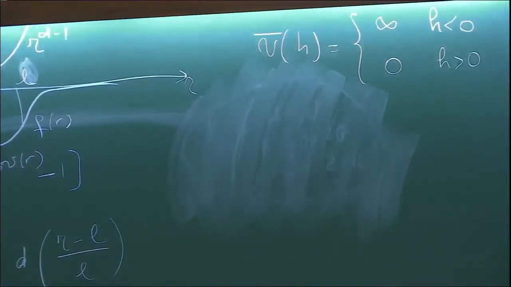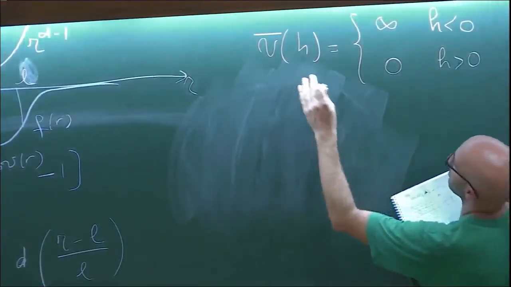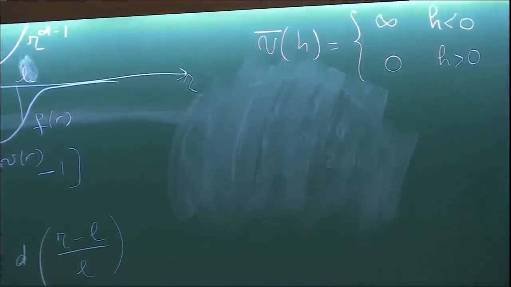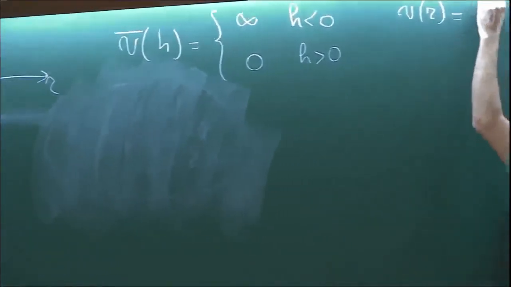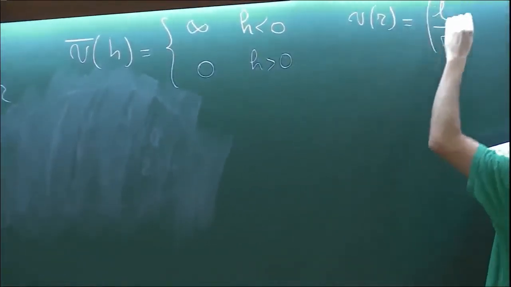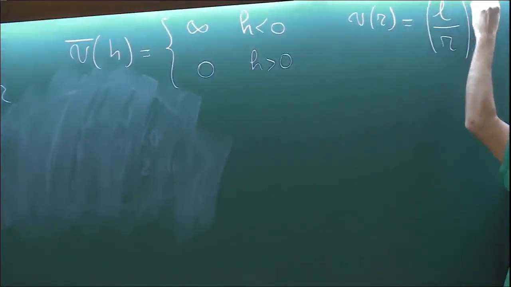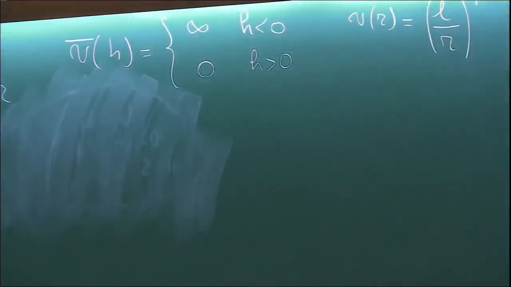Another example would be soft spheres. So if I take V of R of the form L over R to the power 4D. Why 4D? Because in D equal 3, this is going to be 12. I think you are used to this. It's the potential 1 over R to the 12. It's the repulsive part of Lennard-Jones.